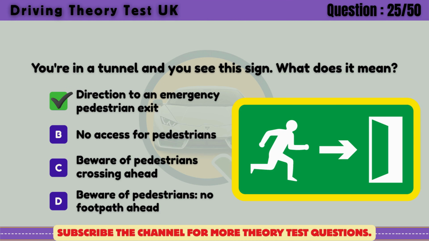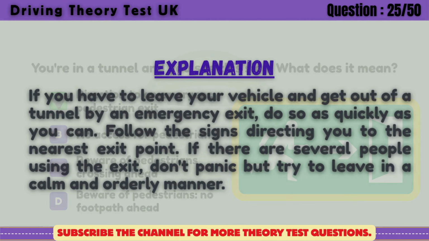Answer is A. Direction to an emergency pedestrian exit. If you have to leave your vehicle and get out of a tunnel by an emergency exit, do so as quickly as you can. Follow the signs directing you to the nearest exit point. If there are several people using the exit, don't panic but try to leave in a calm and orderly manner.